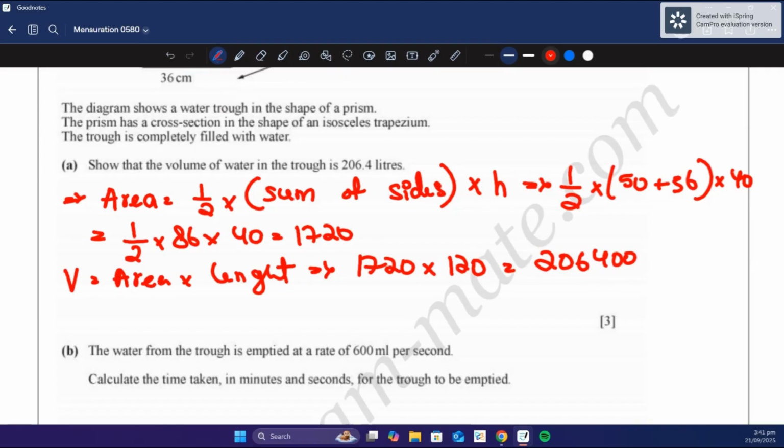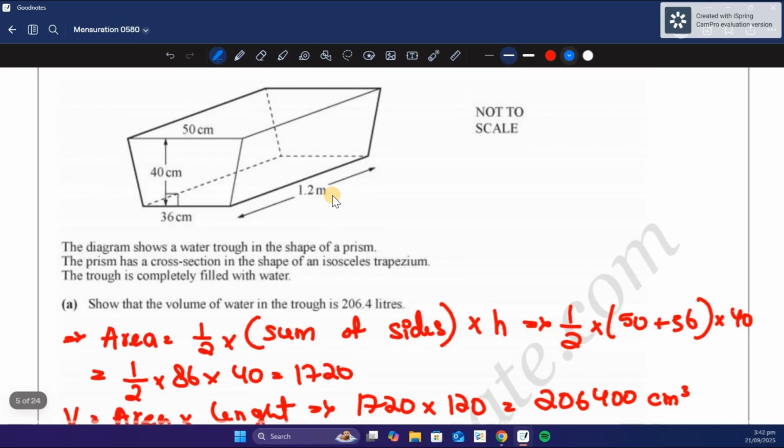Okay, so 1 liter equals 1000 centimeter cube. This is centimeter cube, this is volume. So 1 liter is equal to 1000 centimeter cube. So volume in liters would be 206,400 divided by 1000, and this would give us 206.4, and this is our final answer. Alright, perfect.